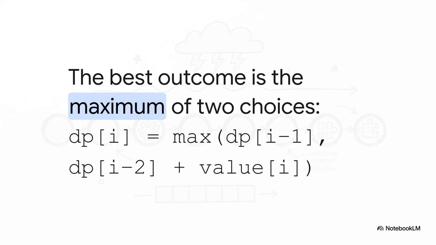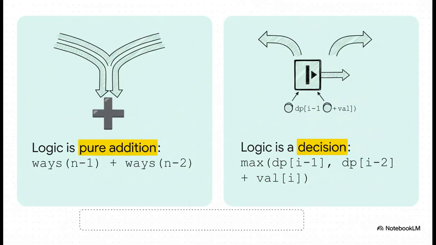The best you can do at house i is the maximum of those two choices. See? We're not just adding the two previous results anymore. We're now actively picking the best of two possible paths. So let's break this down because this slide really clarifies how the pattern has evolved. For Fibonacci and climbing stairs, the main operation was just simple addition. But now with house robber, our operation has become a decision. We're using a max function. But notice the fundamental structure is still there. We're still relying on the results from 1 and 2 steps ago. That core idea hasn't changed at all.